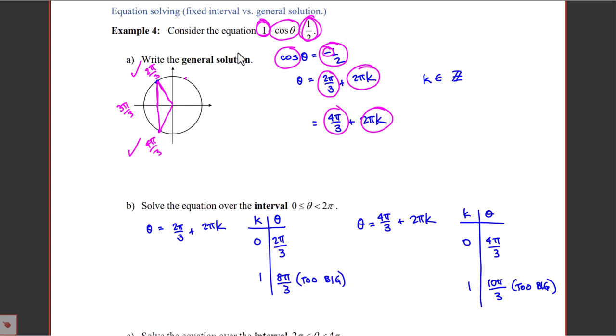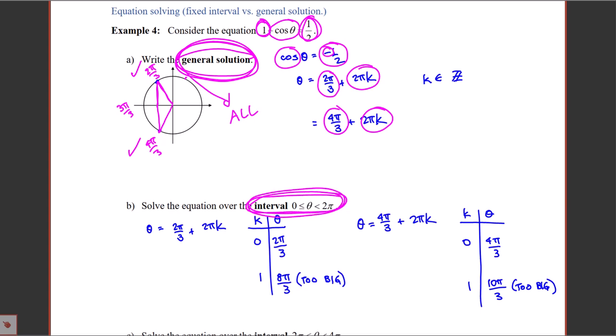Now, we're going to call that answer the general answer. General meaning all the solutions. Now, though, this is not general anymore. This is specific. So I want to be between 0 and 2 pi. Well, here's where this k is going to come in.